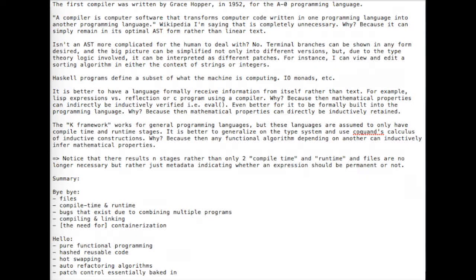Auto refactoring algorithms. So refactoring is going to be totally different. Editing code is going to be totally different. Everything's going to be visual tree based. And patch control is essentially baked in. So in a way you could say goodbye to patching, but in a way you could say whatever patching was trying to do, it's already here anyway.